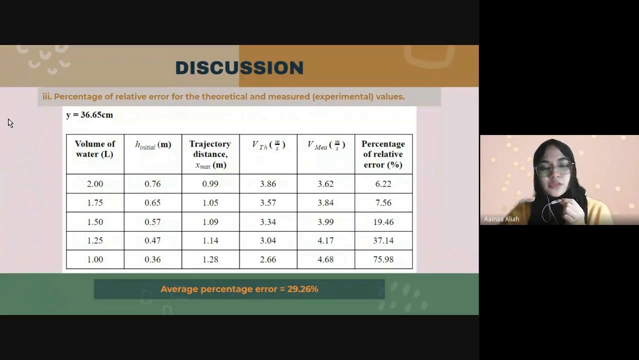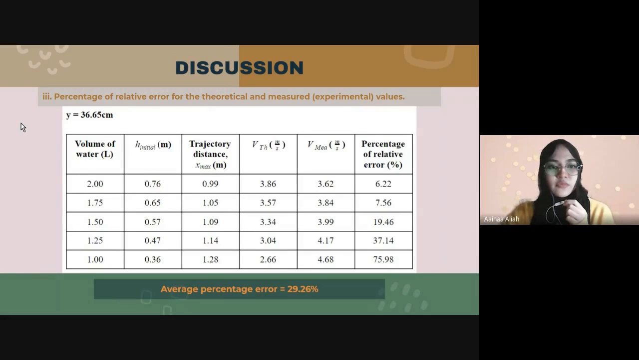Next, for the third part of the discussion, we need to calculate the percentage of relative error for the theoretical and measured experimental values. The percentage of relative error can be calculated by using the data analysis, which is the theoretical velocity and the measured velocity.